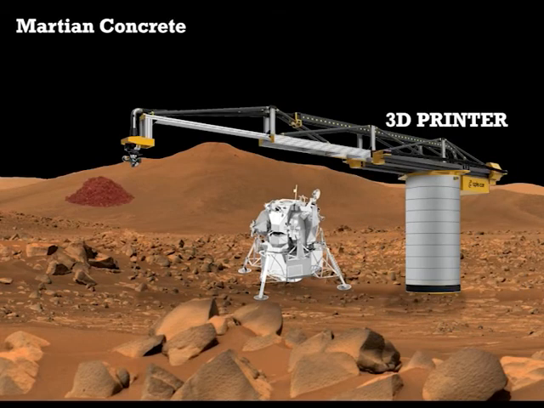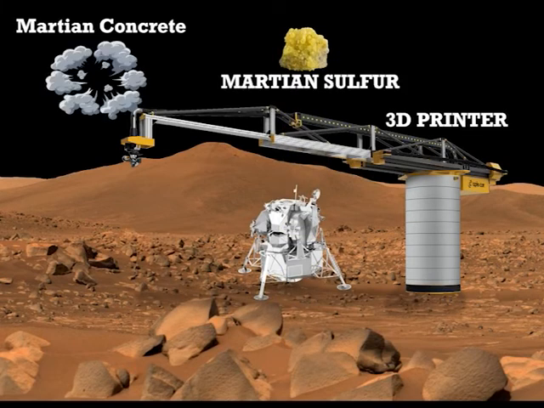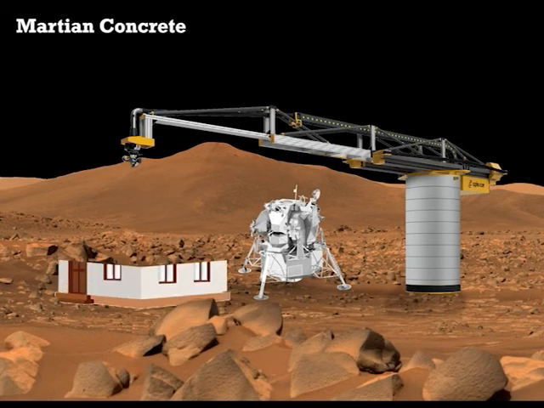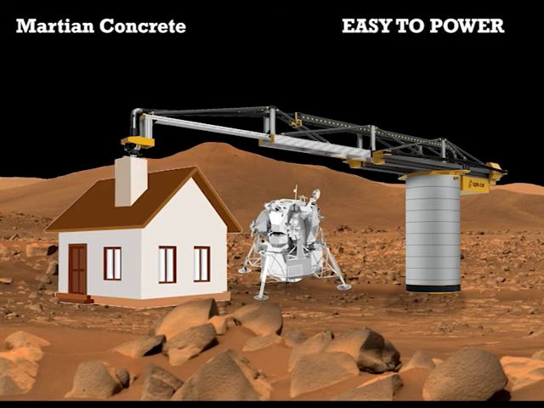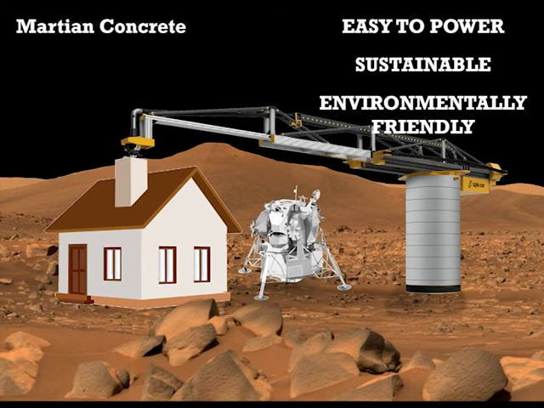They will need to collect Martian soil and mix it with molten sulfur, which very similarly reflects Portland concrete. And from there, the 3D printer can construct any building they would need on Mars, whether a house, a laboratory, or just practice buildings. This method is easy to power, sustainable, and environmentally friendly. And this technology is the future of concrete and shows how easy it is for a machine to form a building made entirely of concrete.